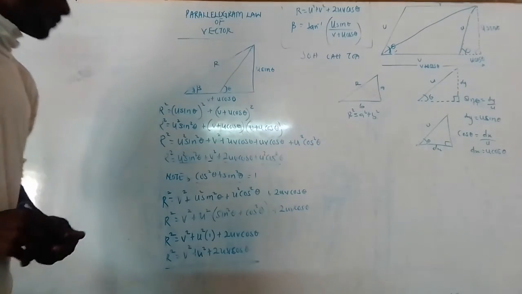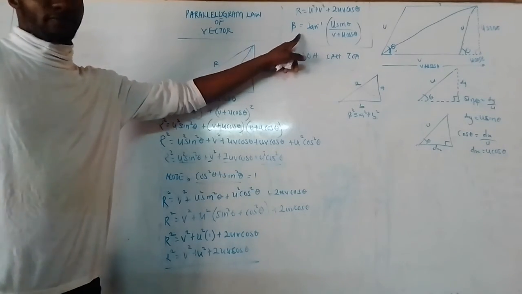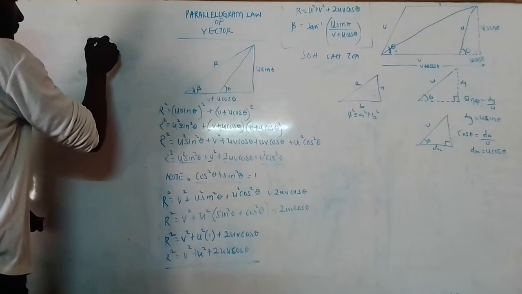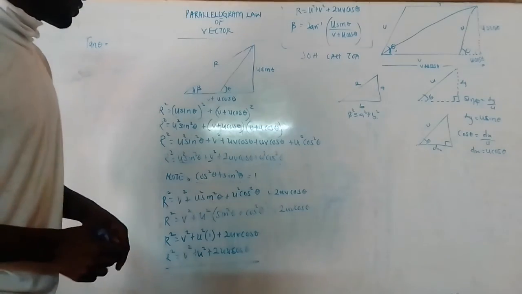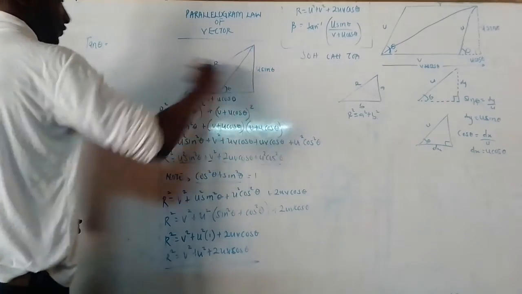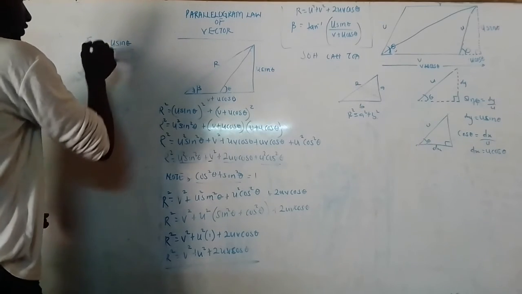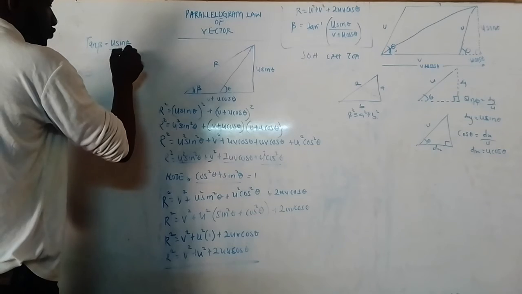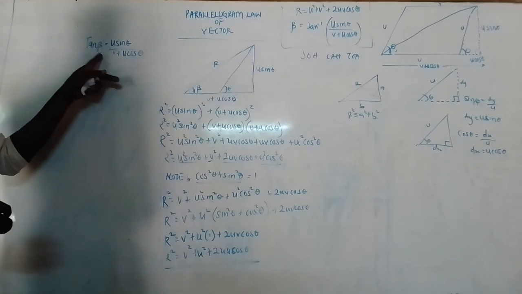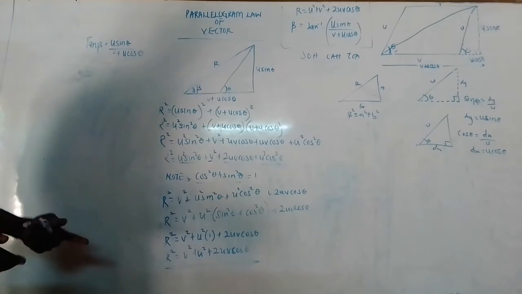Now the last but not least is to calculate this angle here, the angle beta of this triangle. To calculate the angle, we use our normal formula, tan theta. What's tan theta? Opposite over adjacent. What's our opposite here? Opposite is here: U sine theta. Adjacent, what's our adjacent? V plus U cos theta. Right? Since we are looking for beta, not tan beta, we push tan to the other side, and it becomes inverse.